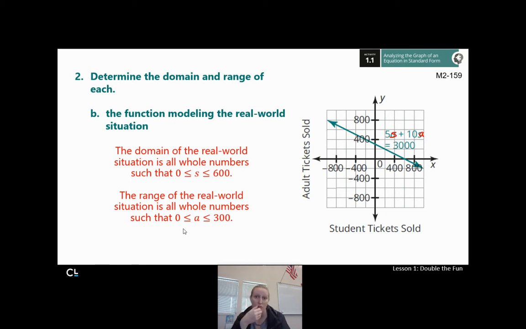And I could sell 0 adult tickets. I could sell 300 adult tickets. I could sell any combination in between as long as they are whole numbers. Because again, you don't really sell pieces of tickets. That's weird.